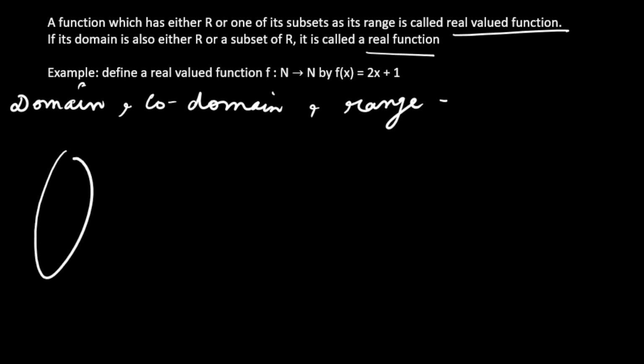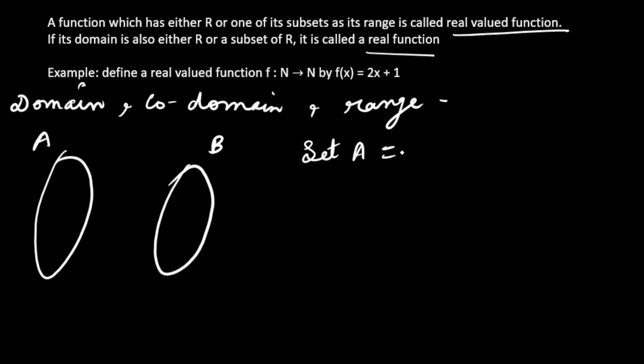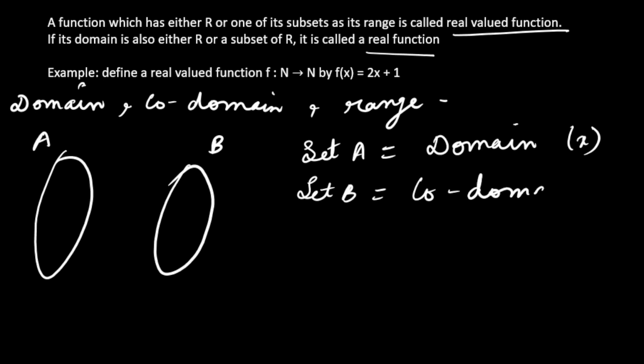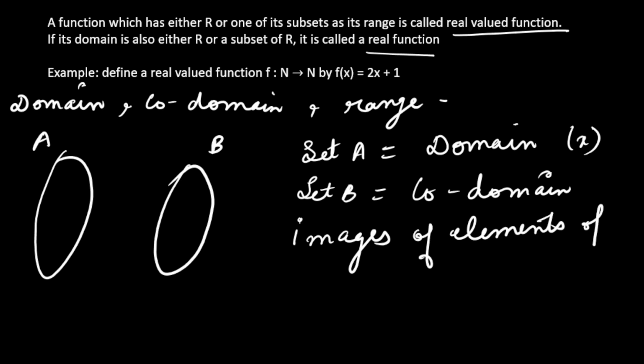See, when we are defining any relation, suppose this is set A and this is set B. Always set A is equal to domain, and we write domain as X. Set B is codomain, and images of elements of set A is equal to range.